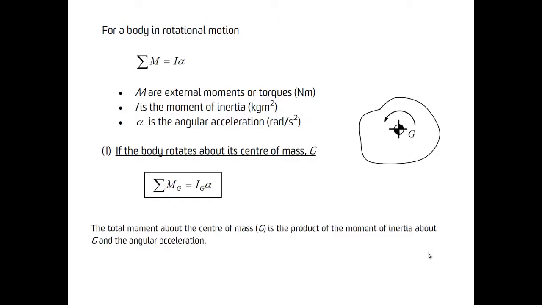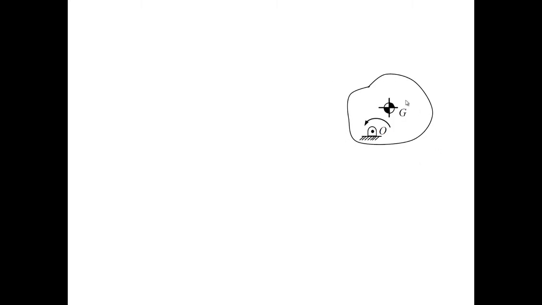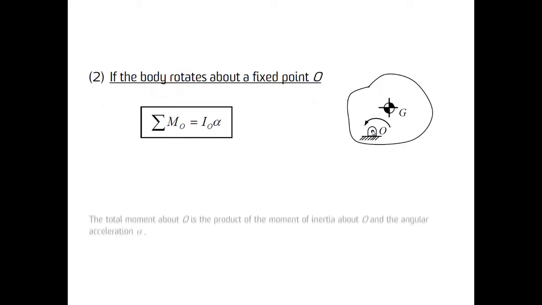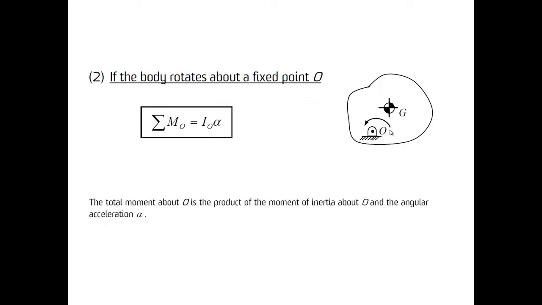Okay, so let's look at another case. Here we have another diagram. In this, the rigid body is rotating about another point called O. Now this point is fixed. So the total moments about O can be summed up as the following. It is the product of the moment of inertia about O times the angular acceleration alpha.